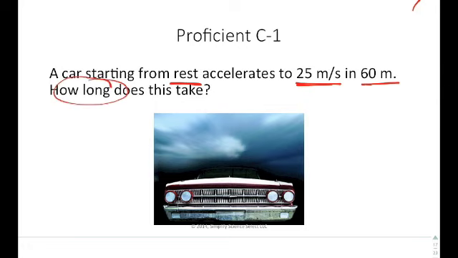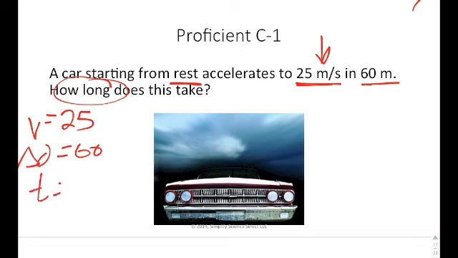Now a lot of you will look at this and say, well, the acceleration is 25, and it's not. It says the car accelerates from rest, accelerates to. This right here are the units for velocity. And so people say, okay, I've got the velocity is 25, and I've got the displacement is 60, and I'm going to solve for t using V equals D over T. And that's incorrect as well.